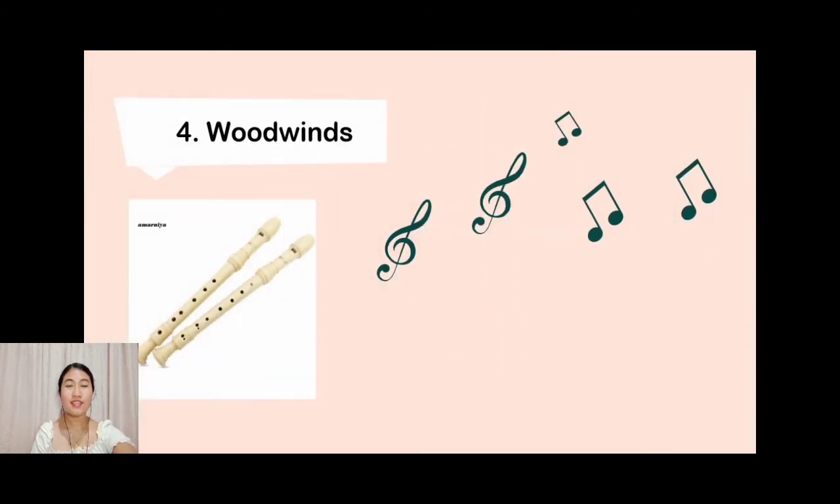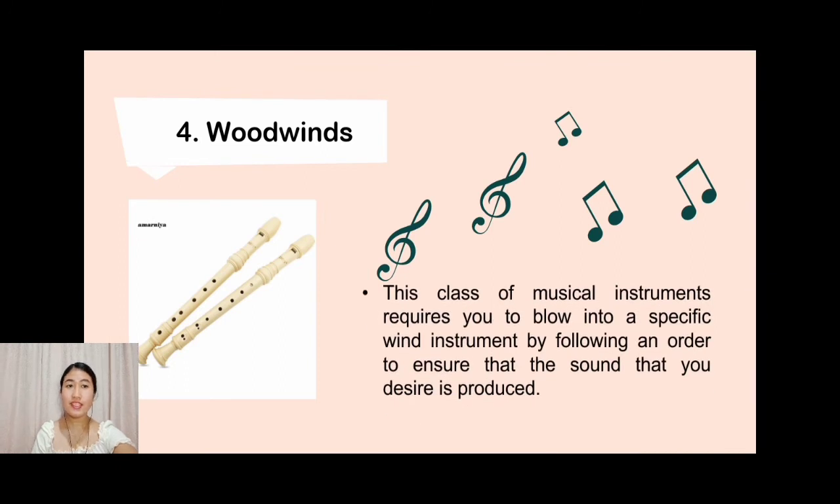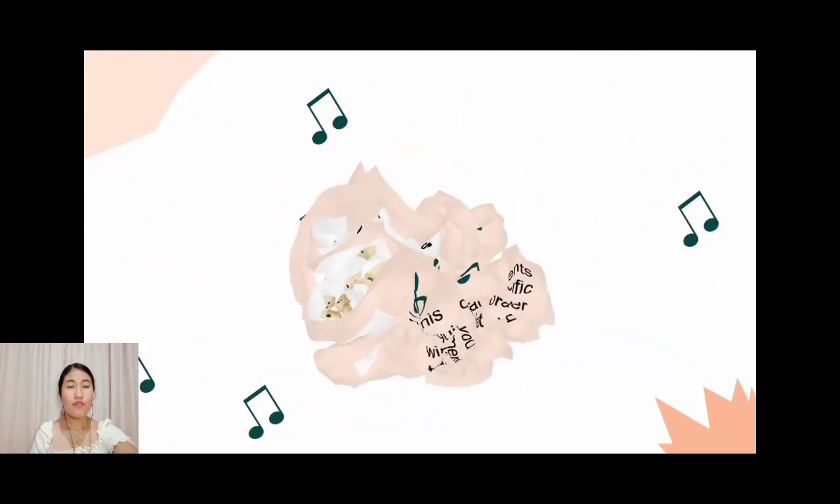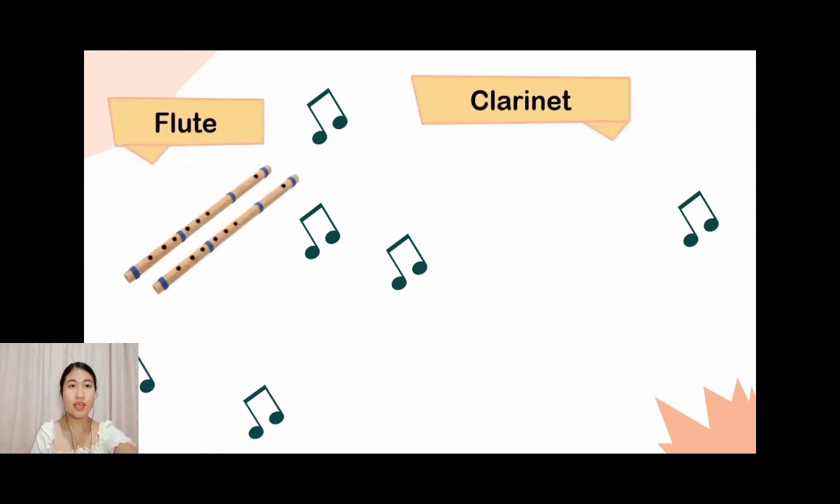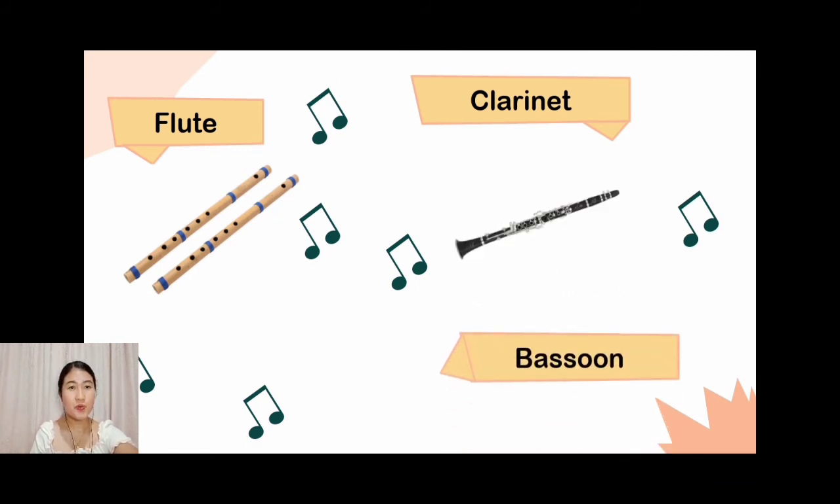So now, let's go to woodwind instruments. This class of musical instruments requires you to blow into a specific wind instrument by following an order to ensure that the sound that you desire is produced. Now take a look at the examples of woodwind instruments. We have the flute, clarinet, and the bassoon.